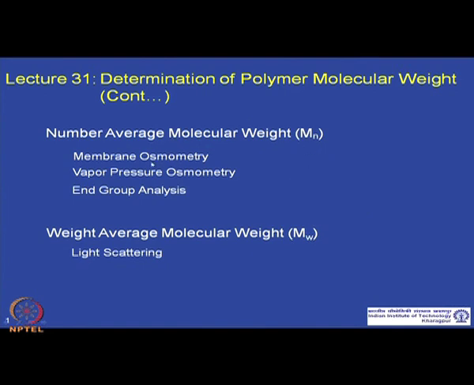We will discuss techniques like membrane osmometry, vapor pressure osmometry and end group analysis, and then following this discussion on how to get number average molecular weight, we will start discussion on determination of weight average molecular weight by light scattering. This discussion may not end in this lecture, we will continue in the following lecture. Let us start with membrane osmometry.